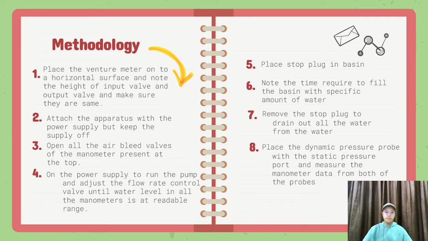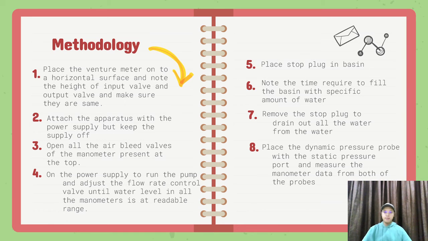Now let's get into the methodology. The first step is to place the venturi-meter onto a horizontal surface, note the height of the input valve and output valve, and make sure they are the same. Attach the apparatus to the power supply but keep the supply off. Open all the air bleed valves of the manometer present at the top. Turn on the power supply to run the pump and adjust the flow rate control valve until the water level in all the manometers is in a readable range.